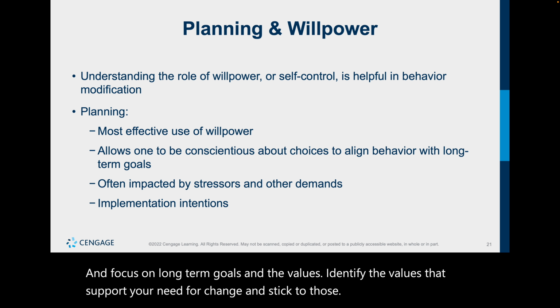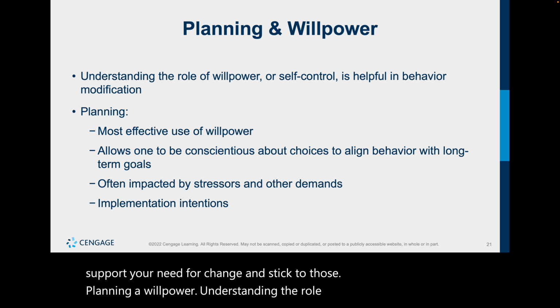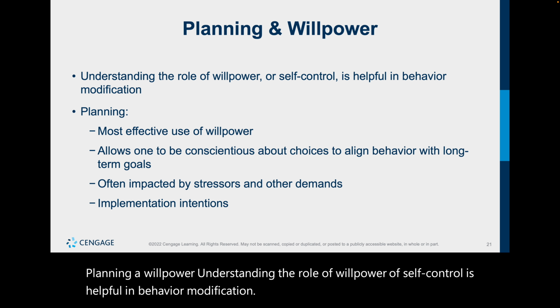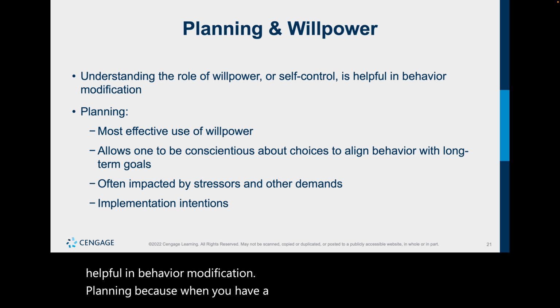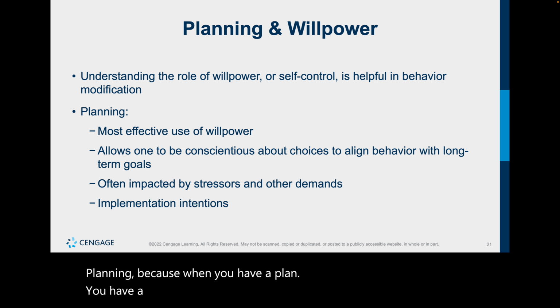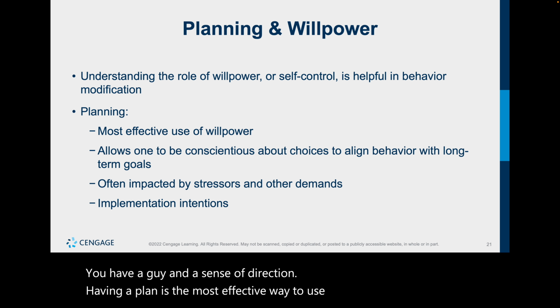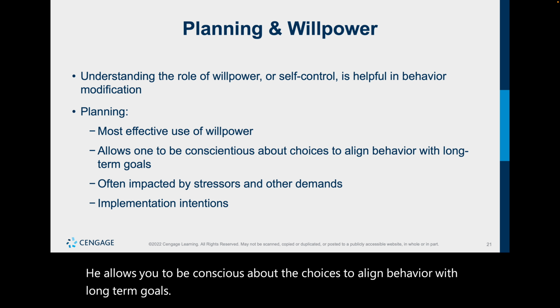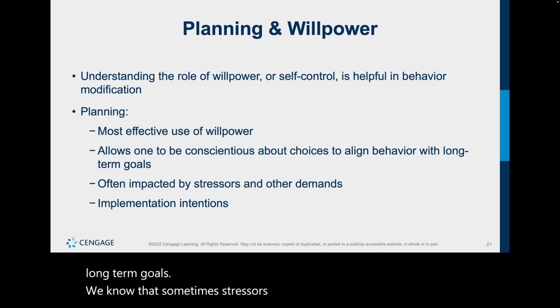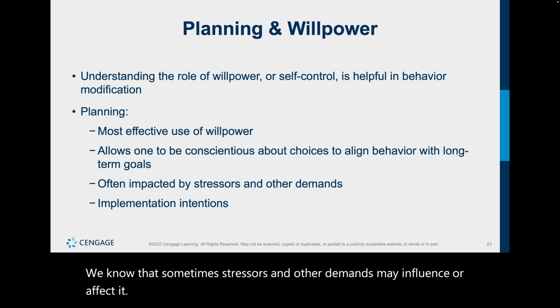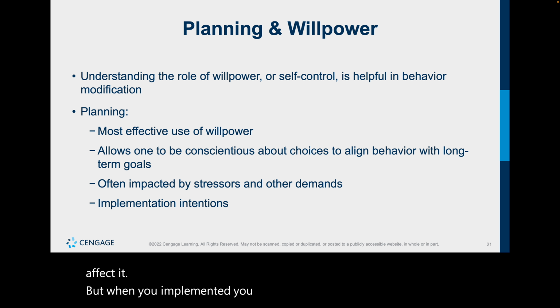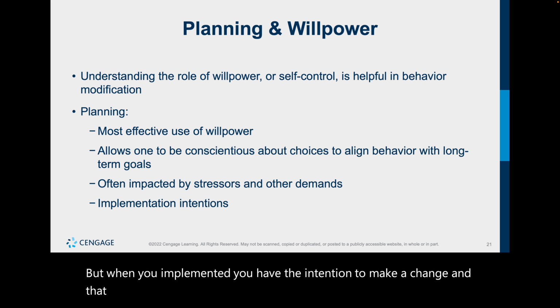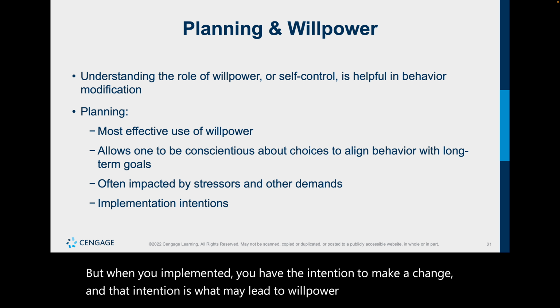Planning and willpower. Understanding the role of willpower or self-control is helpful in behavior modification. Planning, because when you have a plan, you have a guide and a sense of direction. Having a plan is the most effective way to use your willpower. It allows you to be conscious about the choices to align behavior with long-term goals. We know that sometimes stressors and other demands may influence or affect it, but when you implement it, you have the intention to make a change. And that intention is what may lead to willpower to see things through.